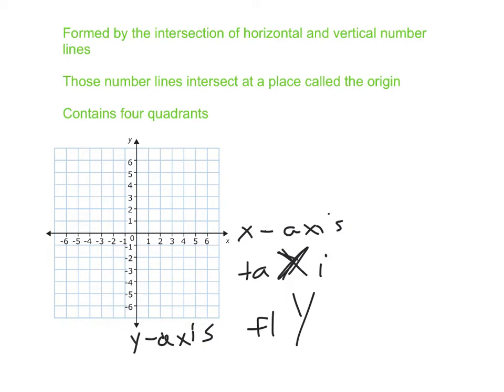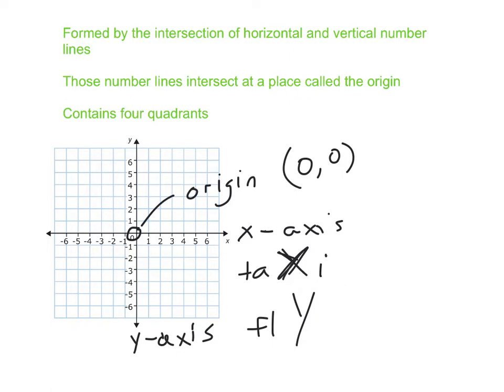Maybe not. Those number lines intersect at a place called the origin. The origin is right there, okay? O-R-I-G-I-N. We'll talk about coordinates more in a second, but its coordinates, or its location, is 0, 0.